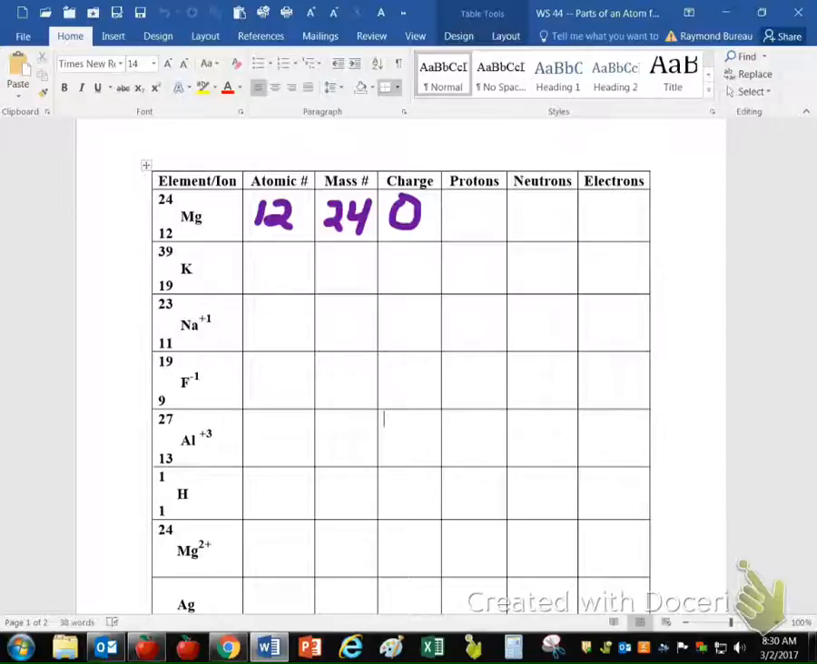The atomic number, the bottom number, that is the number of protons that a magnesium atom has. So I will write what? 12. Good. Now, does everyone know how to count? Does everyone know how to subtract? Yes. You see the 24 and the 12?